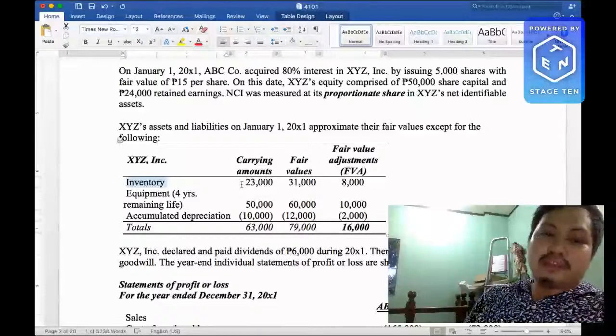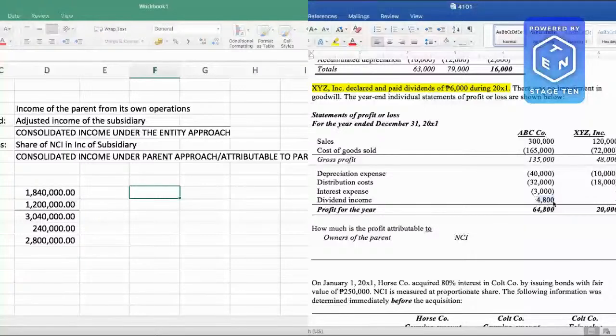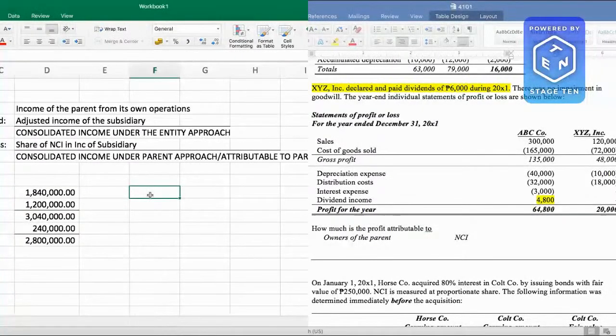Okay? The 20,000 here, and if you check the income statement of the parent, you have their dividend income of 4,800. So what does that tell us about the 64,800 profit, class? The 64,800 profit includes the dividend income from the subsidiary.